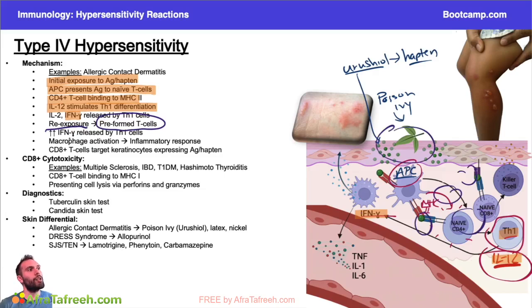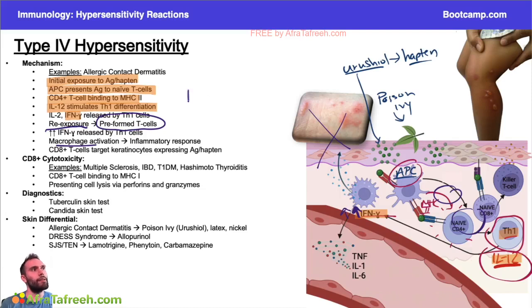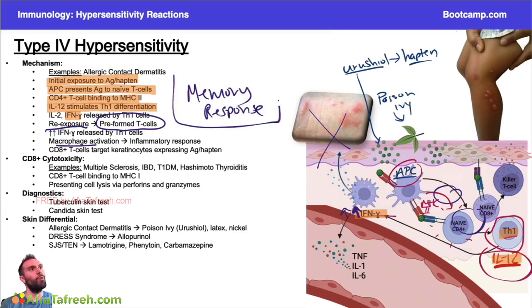And in that situation, I'm going to have a lot more interferon gamma released from those T helper 1 cells, meaning there's going to be a lot more macrophage activation, meaning that this inflammation is going to be a lot worse, right? That's the idea. I'm going to have more interferon gamma release because I have more preformed T cells, because I generated a memory response, right? That's the key. So subsequent exposures will be worse.